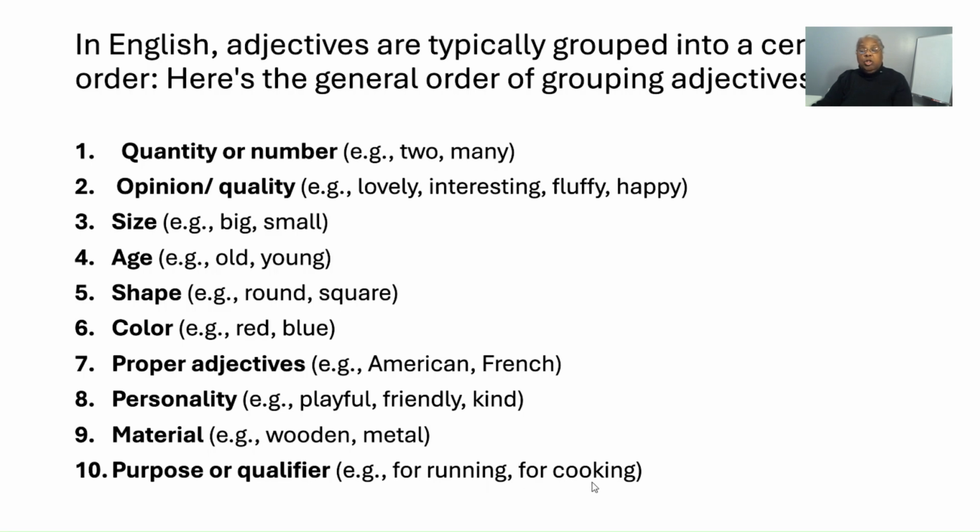We can use the word cooking to describe a pot. So that is a cooking pot. Therefore, the word cooking is being used to describe the pot, therefore, it is acting as an adjective in that sense.